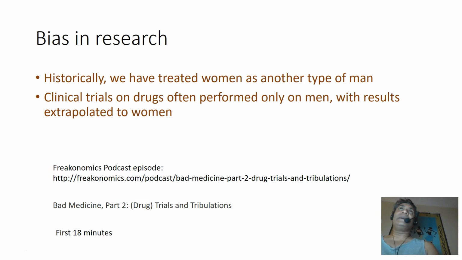We also have some biases in research that maybe you haven't even thought about. So historically we've treated women as just another kind of man. What does that mean? It means that when we're doing clinical trials, we'll perform them only on men, and we'll assume that the women will behave exactly the same way. And so we prescribe the drugs afterwards to the women in the same doses. Why would we do that? Why would we only do the tests on just men?